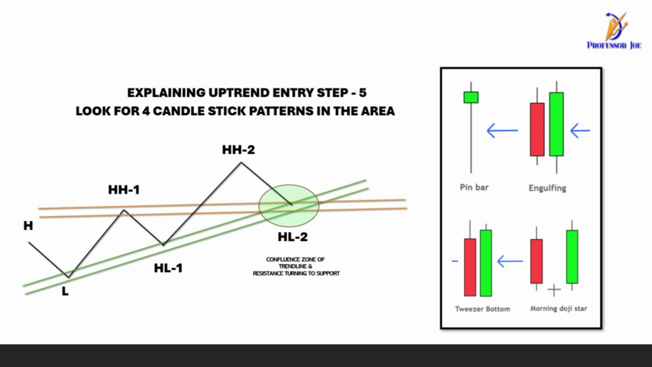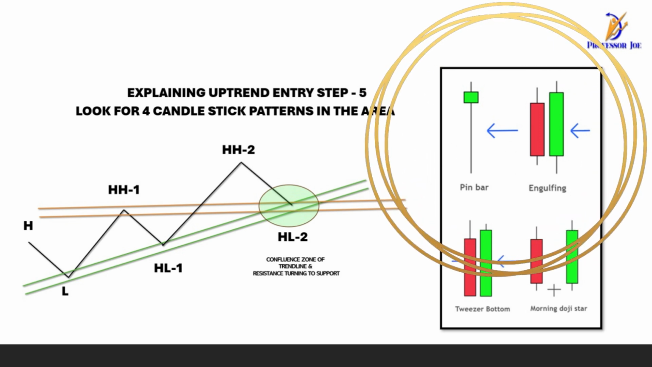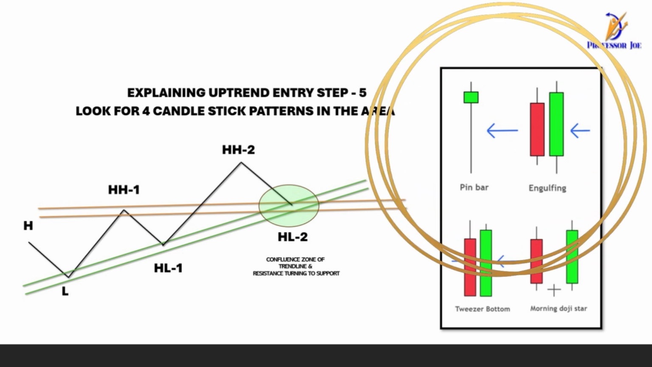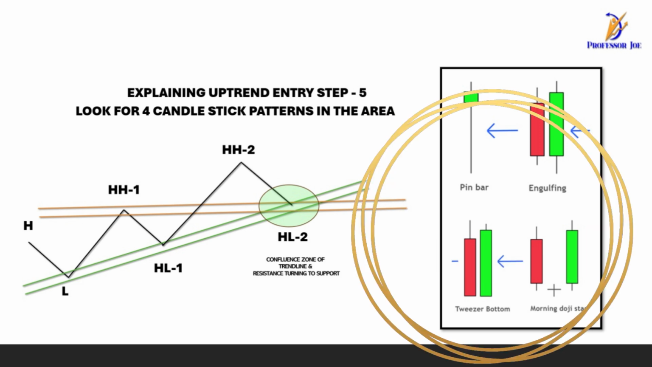So how do you look for a trader's psychology? You have to look for a good candlestick pattern. So you are looking for a hammer or a pin bar. Second, you are looking for an engulfing candlestick pattern. Third, you are looking for a tweezer bottom. And fourth, you are looking for a morning star. You are looking for one of these candlestick patterns over there.